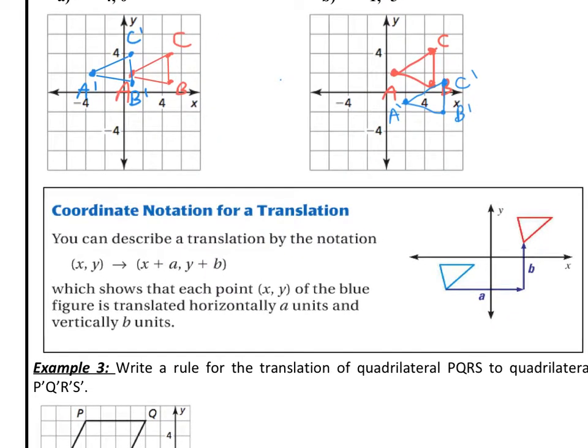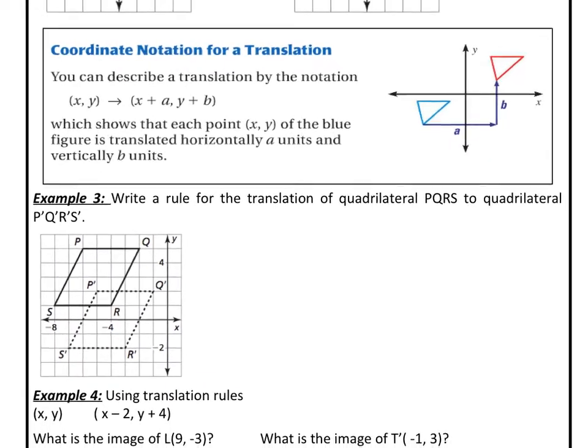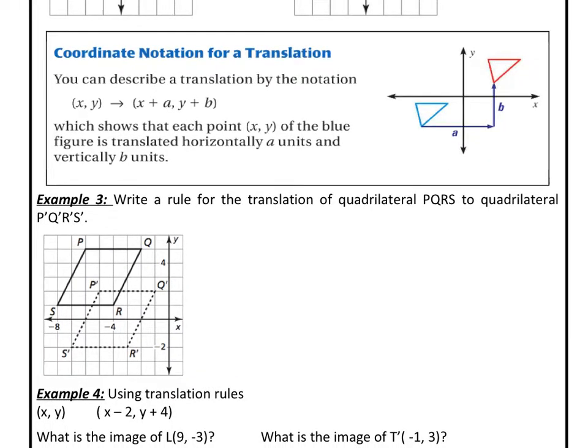Let's talk about coordinate notation. So we discussed on Friday how coordinate notation just tells us which way to go: left, right, up, or down. If the x and y are positive, they would go right and up. If they're negative, they go left and down.